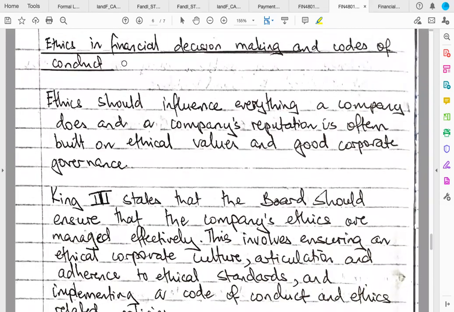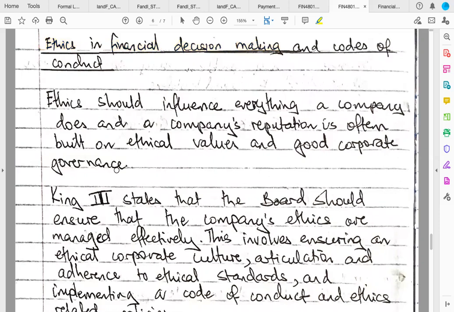So the key thing here with these frameworks on corporate governance and King 3 is that we are trying to emphasize ethics in financial decision making. Ethics are really important. And the idea behind King 3 and corporate governance is that ethics should influence everything a company does. And a company's reputation is often built on ethical values and good corporate governance.